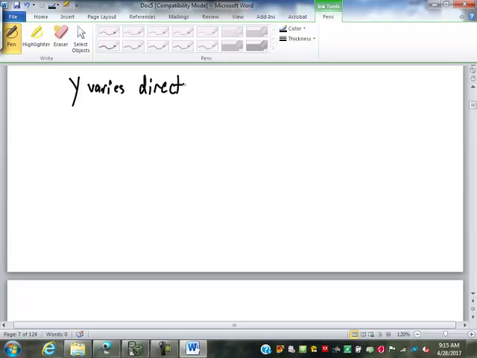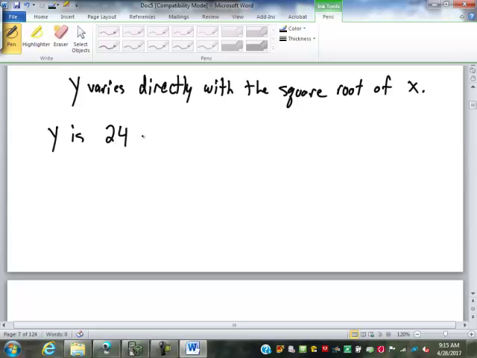We might be told y varies directly with the square root of x. Y is 24 when x is 9. Find y when x is 25.